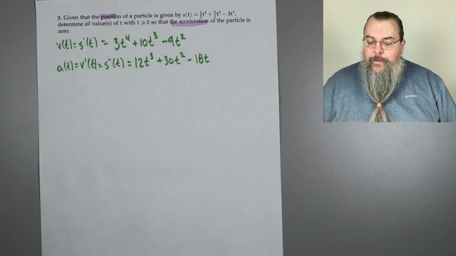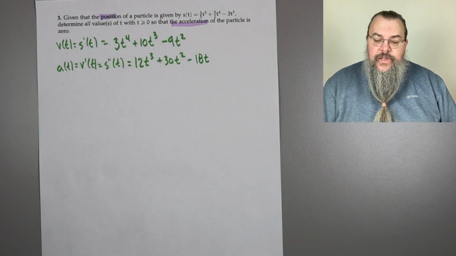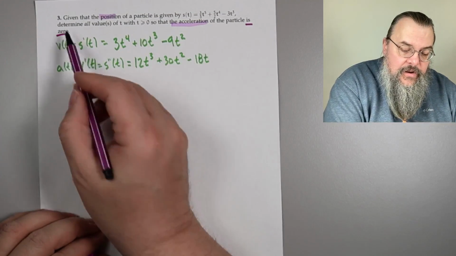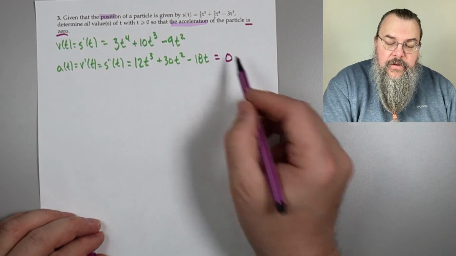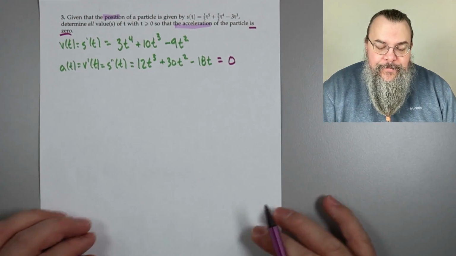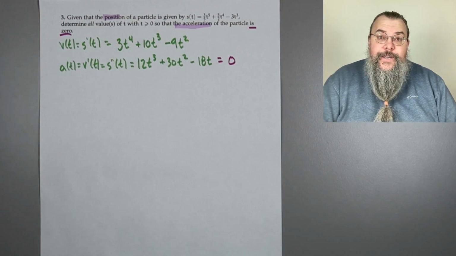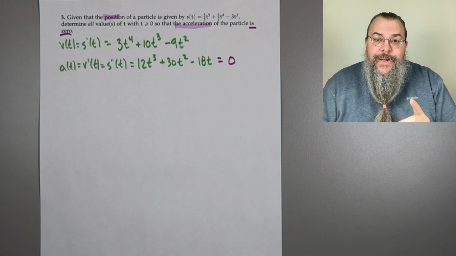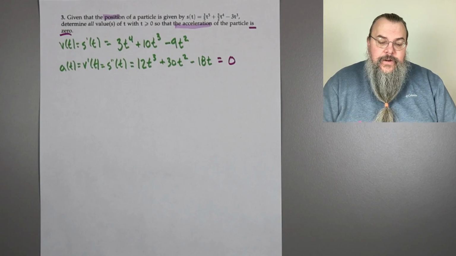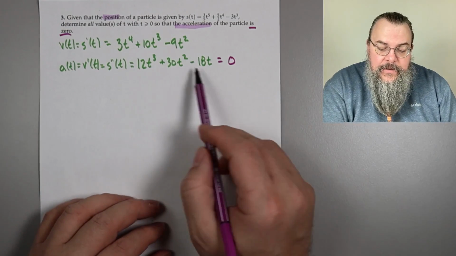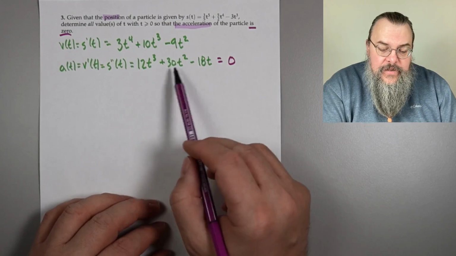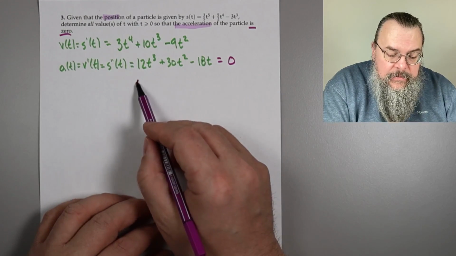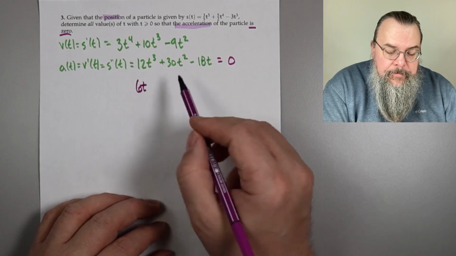And what do we want? Well, we want to know when is acceleration 0. And we really, the is 0 means equals 0, right? Because is means equals. Okay, wow, a cubic. Oh my gosh. Wow, but wait, it's not so bad. What can we do? Notice everything has a factor of t. Also, the coefficients, they all have factors of 6. So let's go ahead and factor out a 6t.